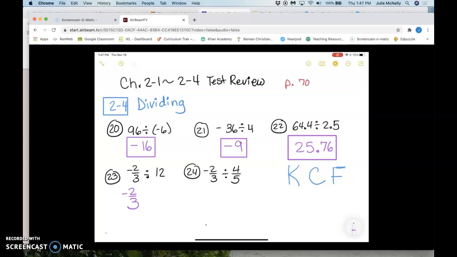I'm going to change the what? To, yes, it goes from division to multiplication. And then I'm going to flip what? 1 over 12. Yes, because remember 12 always has an imaginary 1 under it. So I'm going to draw that in and then flip it.